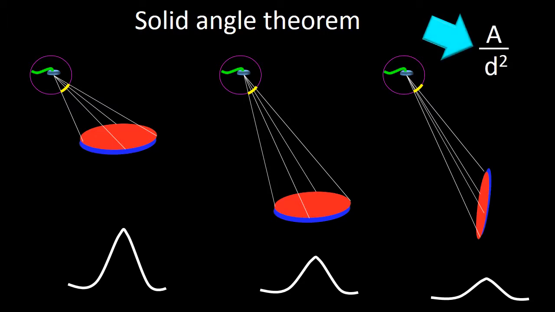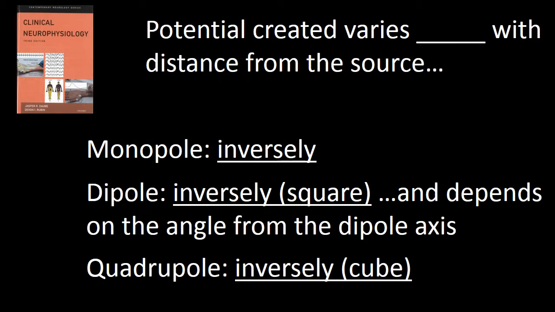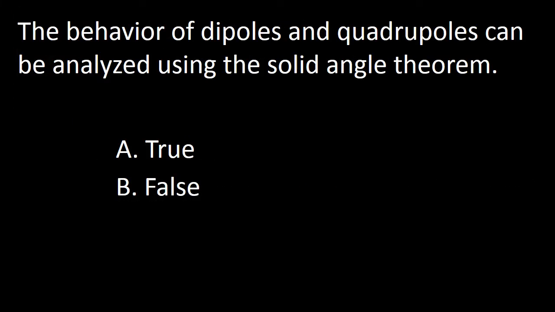This can be expressed in the following statement. The solid angle subtended by an object equals the area of the surface divided by the square distance from a specific point where it is measured to the surface of the dipole. In the textbook of clinical neurophysiology by Jasper, they emphasize that there is a difference between monopoles, dipoles, and quadrupoles, and that the mathematical relation with the angles changes accordingly. I do not know what to make of it, but I included it here so you can see it. So the answer to this question is true.